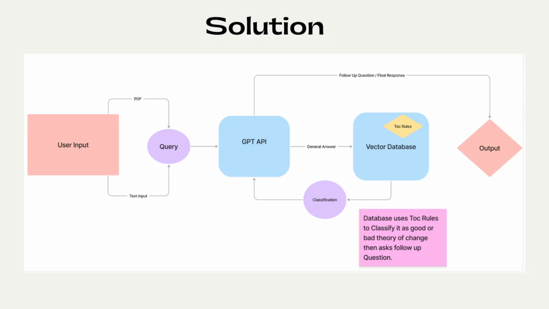Explaining how our code works. The user will answer the theory of change questions either by text or uploading a PDF. The front end will then query the GPT API, which will generate a general answer that is fed into the vector database. The database uses TOC rules to classify it as a good or bad theory of change, and then asks for a follow-up question to the user. After getting the clarification it needs, it will print out the correct theory of change.